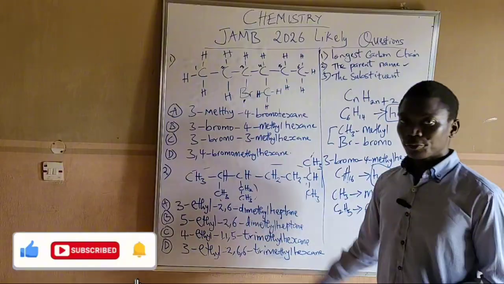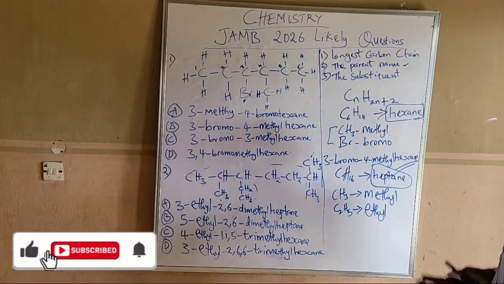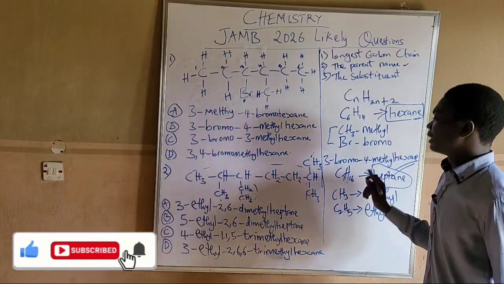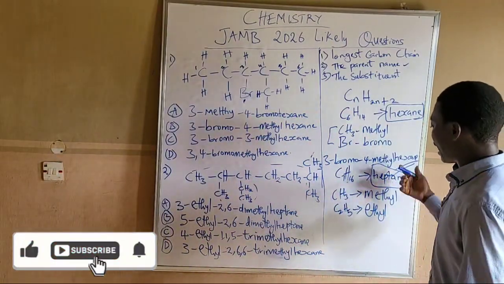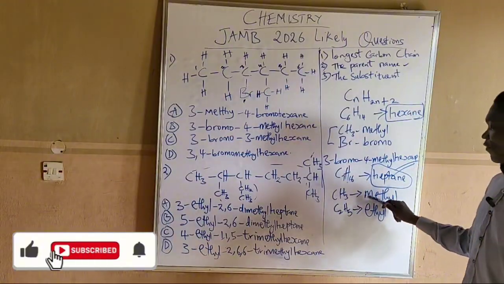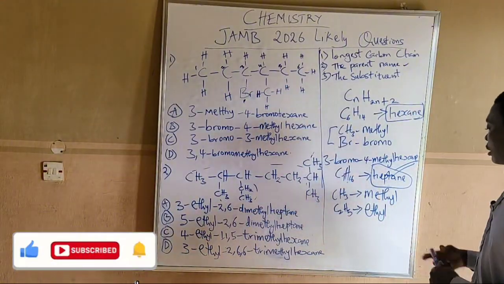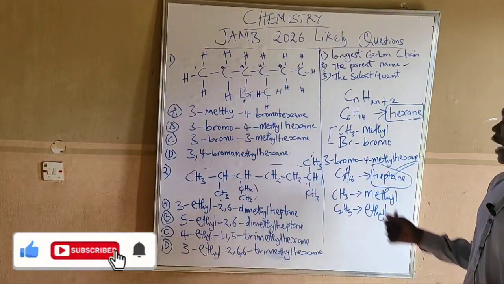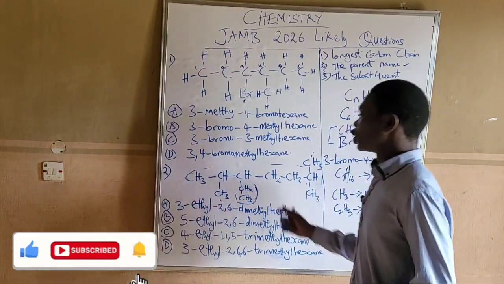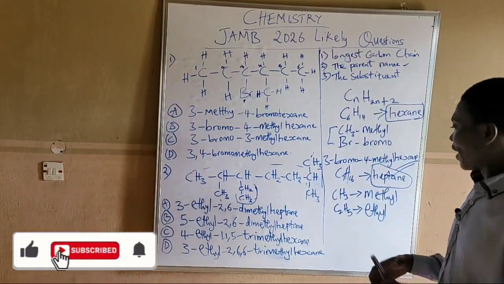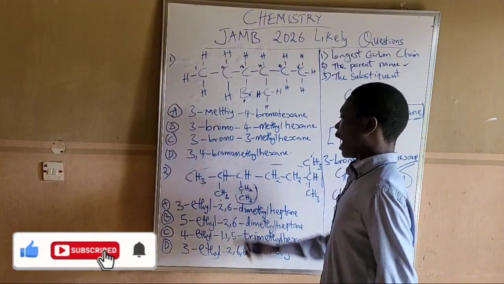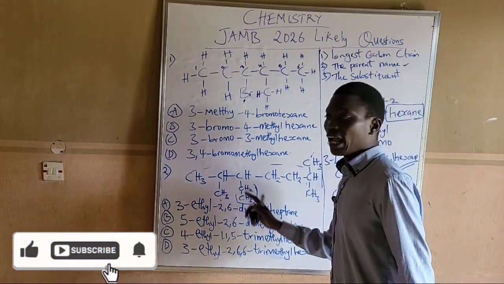If you are to determine the numbering now, first of all, you need to check which one has the highest priority between methyl and ethyl. If you follow alphabetical order, ethyl comes first before methyl. So this takes the highest priority. Anything you want to number must be in favor of this ethyl. So if I start numbering like this, 1, 2, 3, 4, 5, I will need to count 5 carbons before I get to where ethyl is.